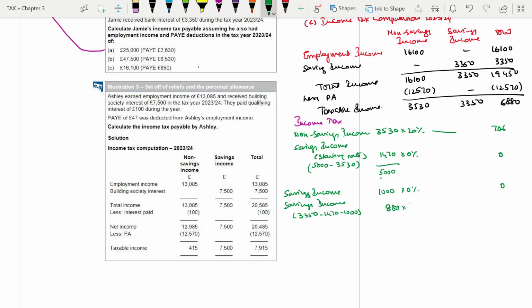Times 20%. How much will you get? 176. You have to reconcile. It comes to 882. This is going to be called the income tax liability. Now, how much have they paid? They have paid pay as you earn of 850. It comes to 32. This is the income tax liability.